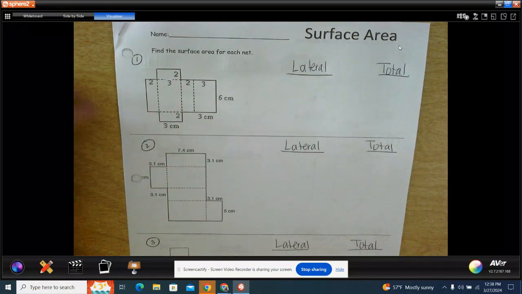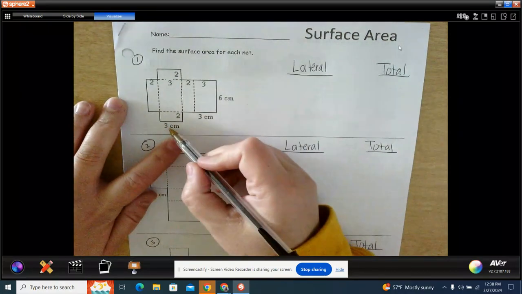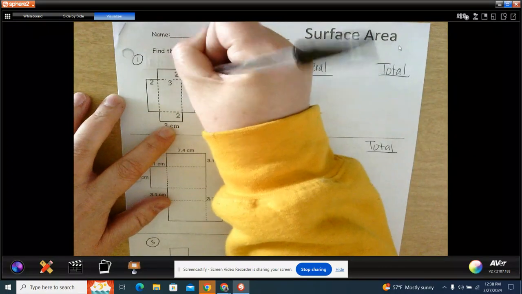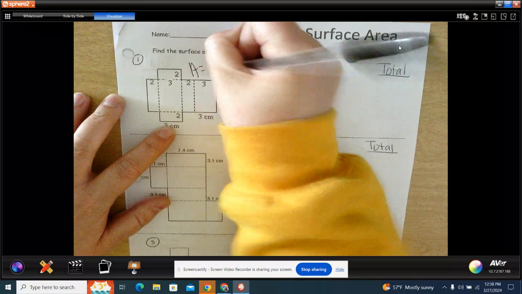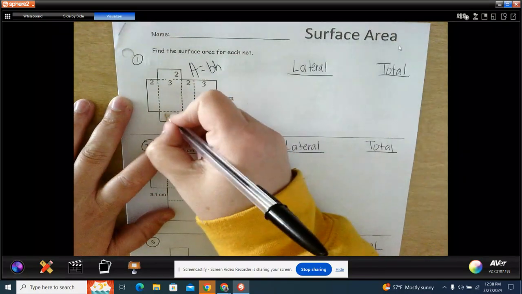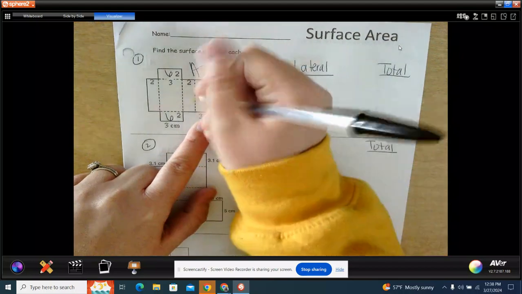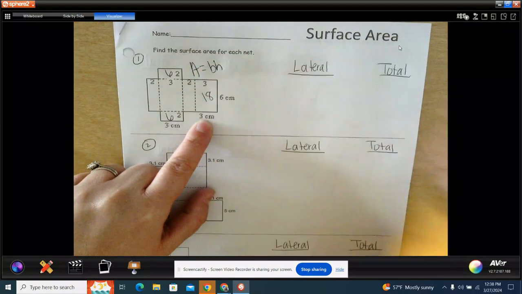So first thing we're going to do is find the area of the rectangles. I'm going to start with the little bitty ones. We have a side of 3 and 2. So to find the area of a rectangle, we just multiply the base times the height of the rectangle. So that'd be 6. Then our big one, we have 3 and 6, which is 18.